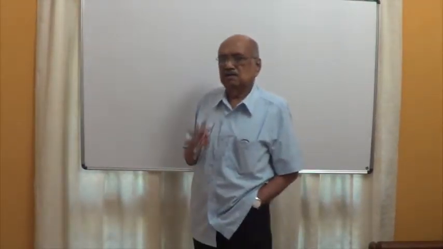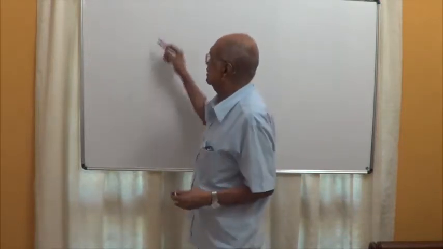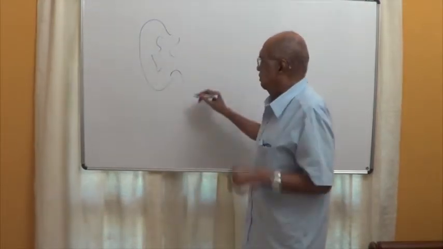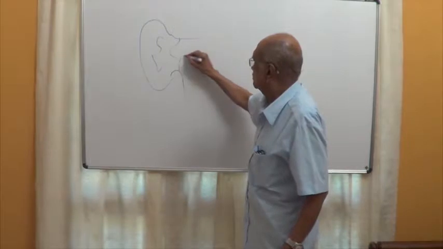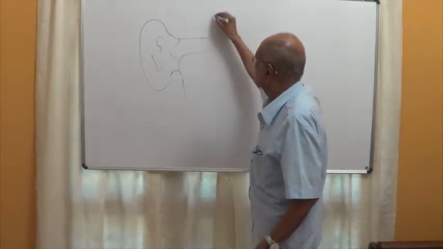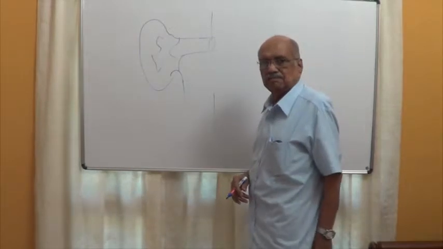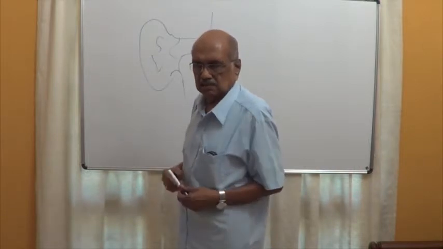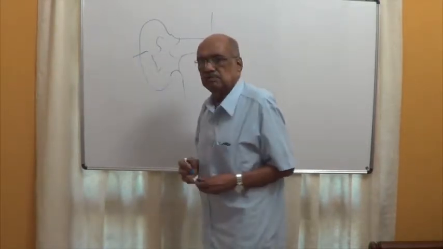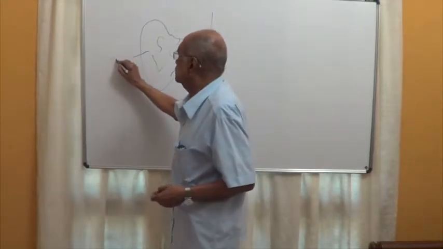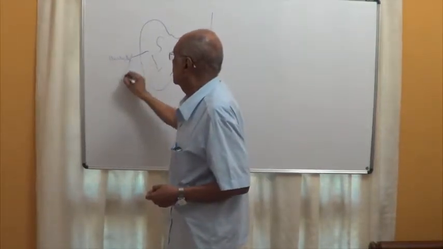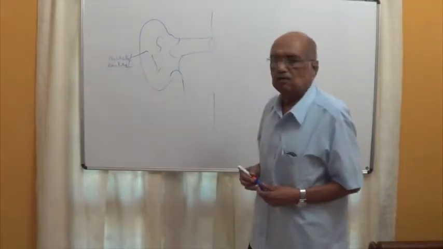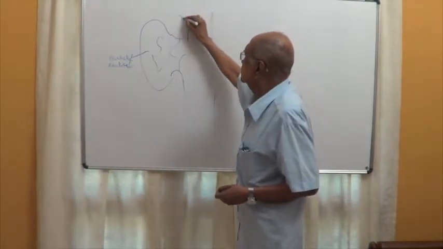Three major parts were identified in the ear. Part 1, external ear or outer ear, made up of an ear lobe. This is also called auricle. Meant for directing sounds into the meatus.